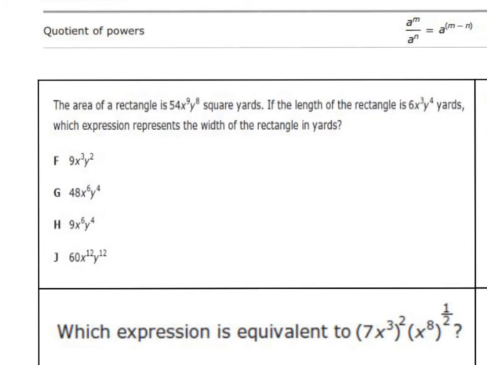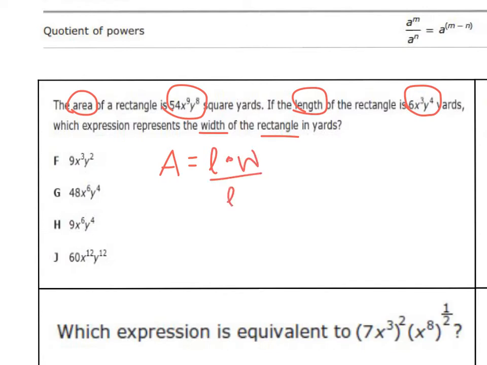The first one says the area of a rectangle is this many square yards. If the length is this many yards, which expression represents the width of the rectangle? So remember, the formula for the area of a rectangle is length times width. So if we want to find width by itself, we would divide by length.